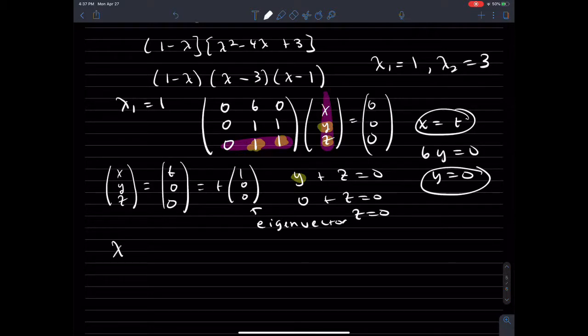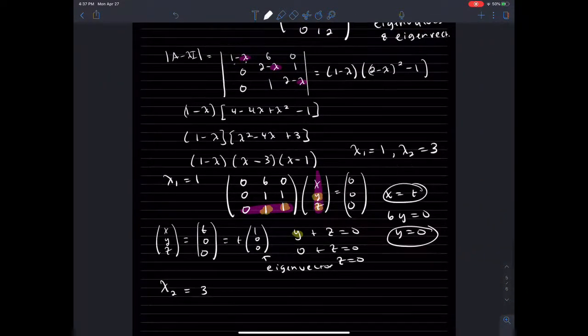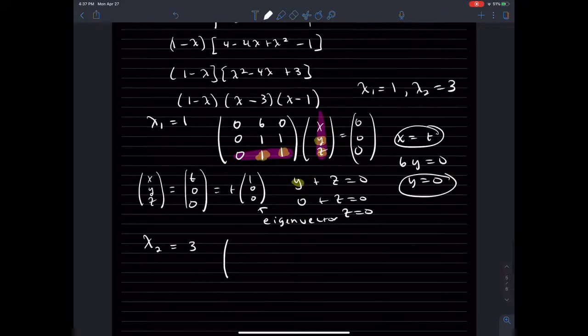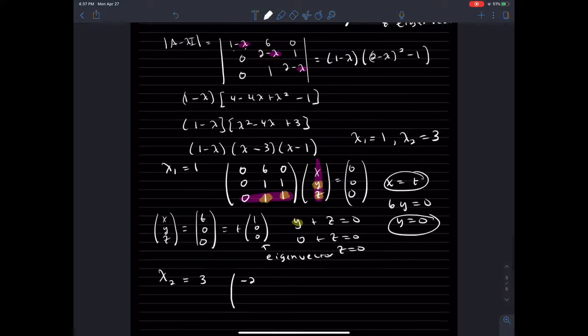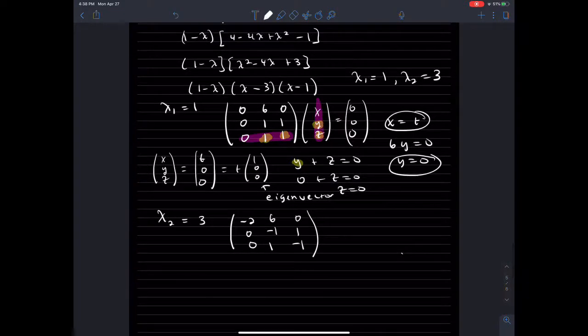So now lambda 2 is equal to 3. We plug it in again here. 1 minus 3, 2 minus 3, 2 minus 3 is minus 1, minus 1. Everything else is the same. Okay? And I don't want the straight line. I just went straight accidentally because I held it.